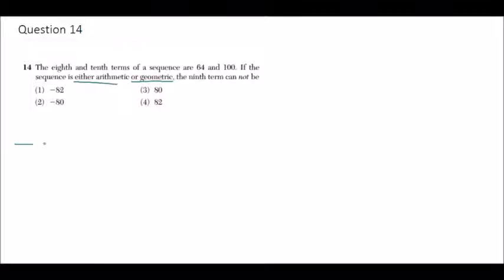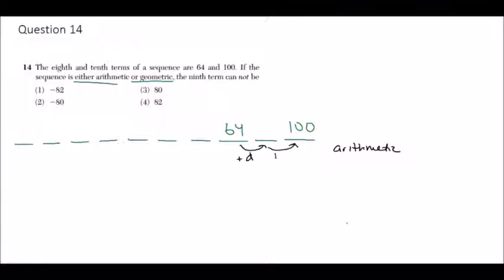What we have is 7 terms beforehand, and the 8th term is 64. We don't know the 9th term, but we know the 10th term is 100. Let's first start with an arithmetic sequence. So if this is arithmetic, we would be adding d and then adding d again. So we could say confidently that 64 plus 2d is 100.